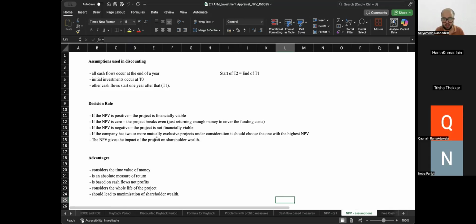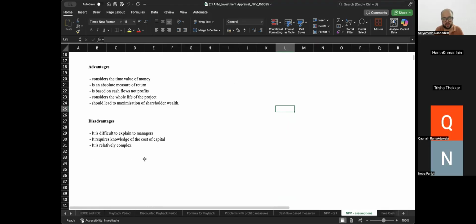The good part about NPV is that it is a cash flow based approach. It considers time value of money. It considers cash flows for the entire life of the project. It should lead to maximization of shareholder wealth. And ultimately, the returns that you get are absolute returns. And this basically talks about how much wealth has been generated by the end of that particular period.